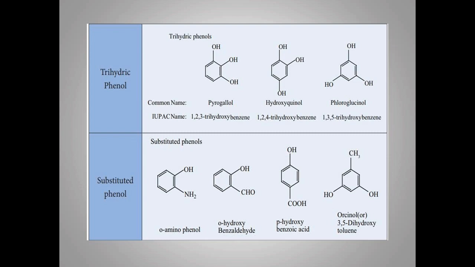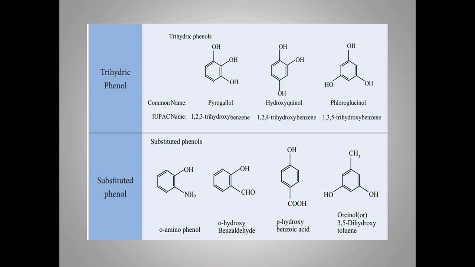Trihydric phenol contains 3 OH groups on benzene, so it is called trihydric phenol. Common name pyrogallol. In this one, the 3 hydroxy groups are on consecutive carbons, so 1,2,3 trihydroxybenzene. And hydroxyquinol, if you put the numbers, we get 1,2,4 trihydroxybenzene. In phloroglucinol, if you put the numbers, we get 1,3,5 trihydroxybenzene.